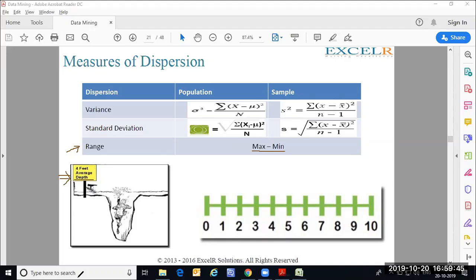No. Why? It's only 4 feet depth, right? That's just an average. There could be a big pit somewhere in the middle where you would go and get drowned, right? That's where the averages cannot be relied upon. You need to look at the measures of dispersion, or the spread of the data, to get more information about the data, right?